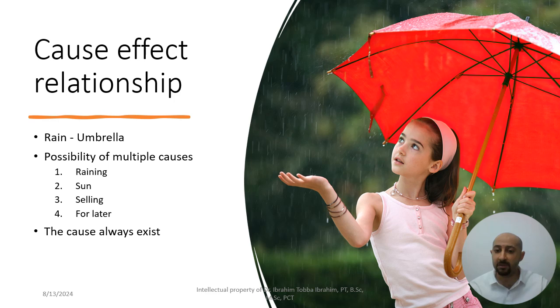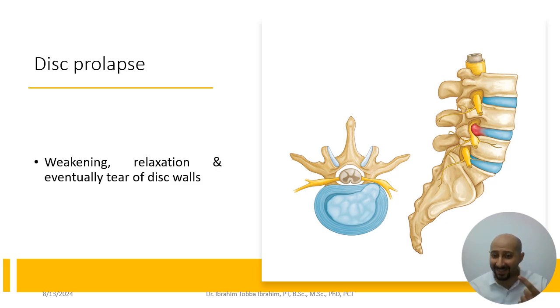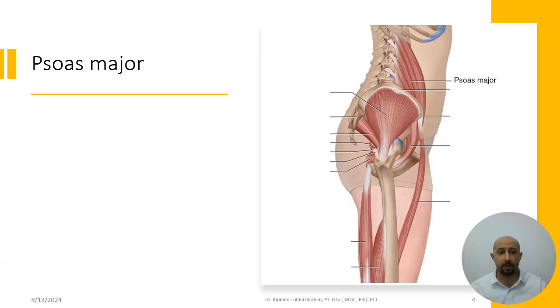Now we're going to take that cause-effect relationship and apply it to disc prolapse. What's a disc prolapse? إذا غضروفي بالعربي. It's weakening, relaxation, or overstretching of the disc walls, eventually leading to a tear. As we can see on the left side of the picture, there is weakening of the disc wall with bulging of material forward. On the right side, in the middle disc, we have another representation of the disc bulge. Now we're going to explain disc prolapse as an effect, not a standalone existence.